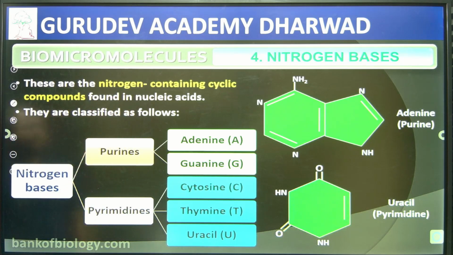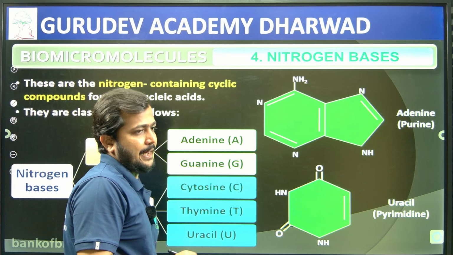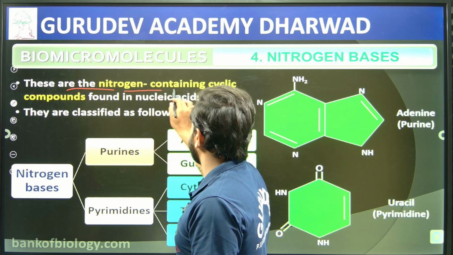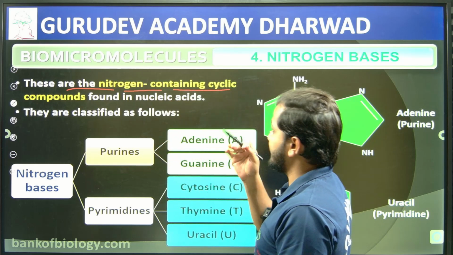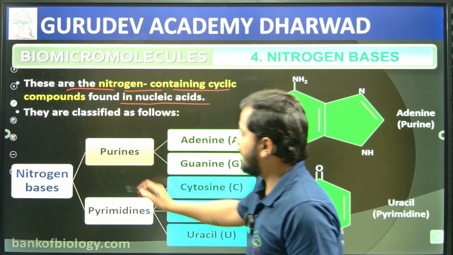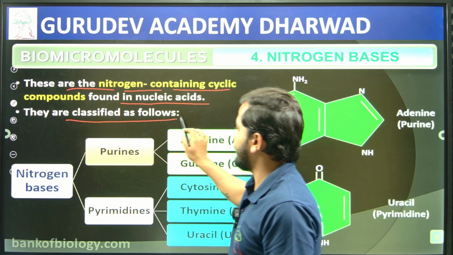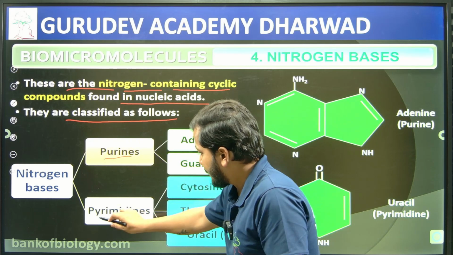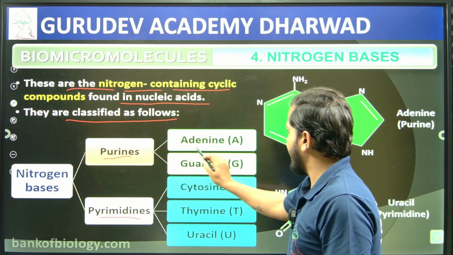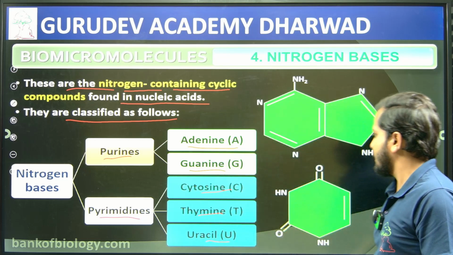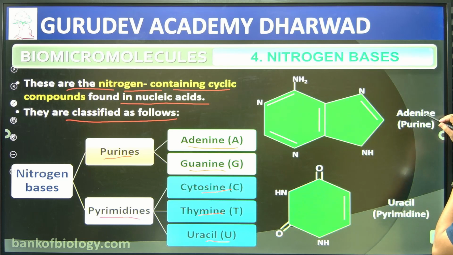Then consider nitrogen bases, which are components of our nucleic acids, DNA as well as RNA. These are nitrogen containing cyclic compounds found in nucleic acids. They are classified based on purine and pyrimidine. Purines are adenine and guanine. Pyrimidines are cytosine, thymine and uracil. Structurally, you can find this is known as adenine.